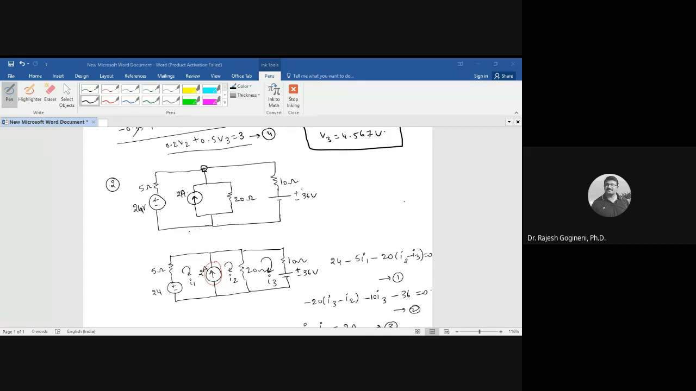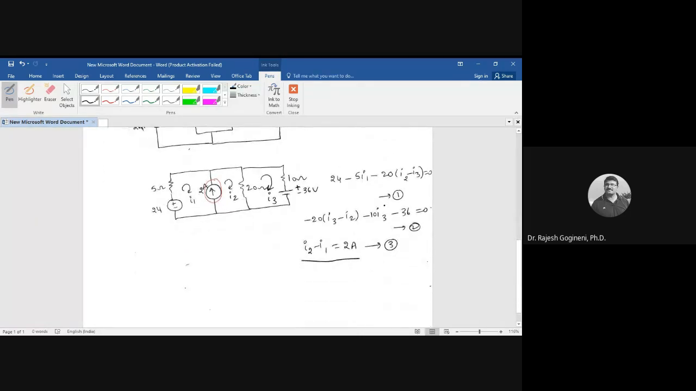Is it the current? I think it is current flowing through 10 ohm. Yes, sir. Current through 10 ohm. Current flowing through the 10 ohm resistor. Right? So for this also I have given the equations.